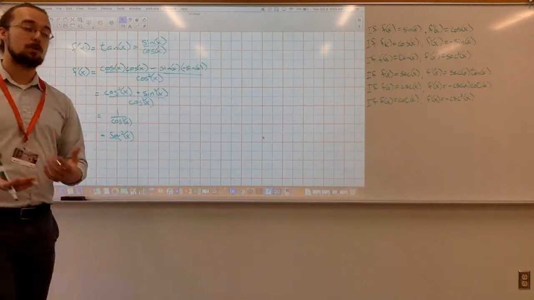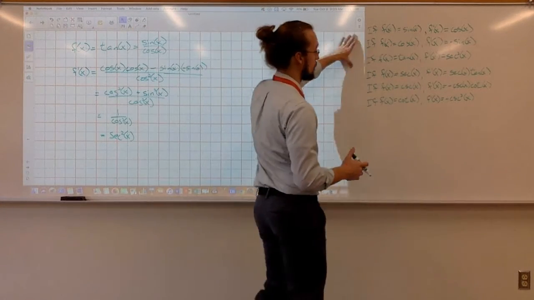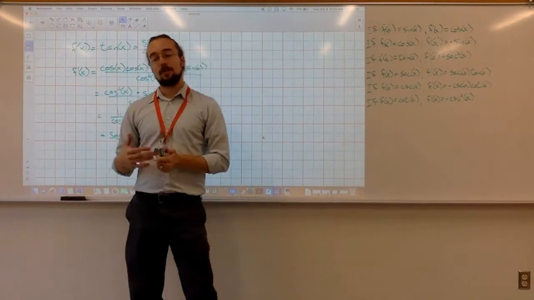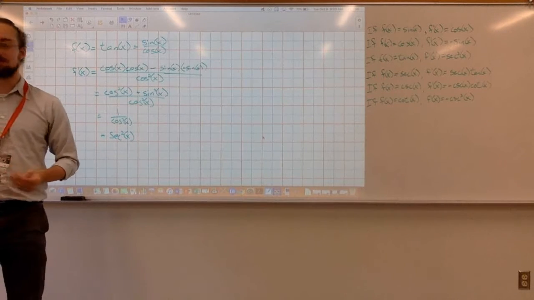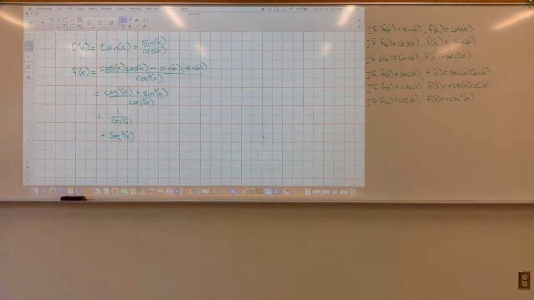Okay, so these are our 6 trig derivatives. This is another thing that we just need to memorize, because we're going to work with these a lot. You're going to have plenty of practice working with these, finding derivatives. So these need to be memorized.